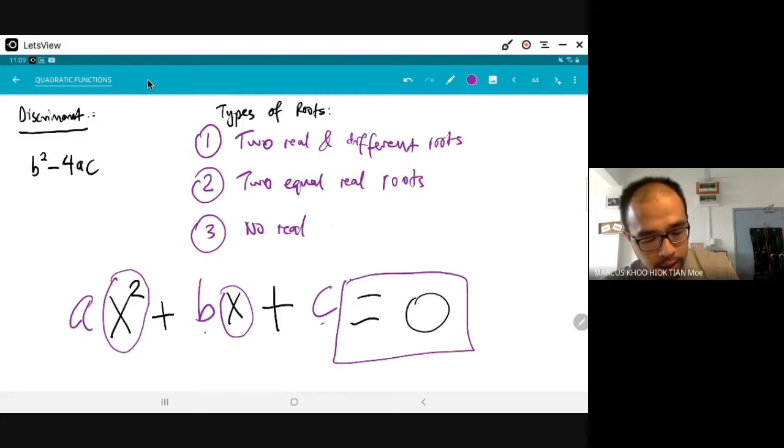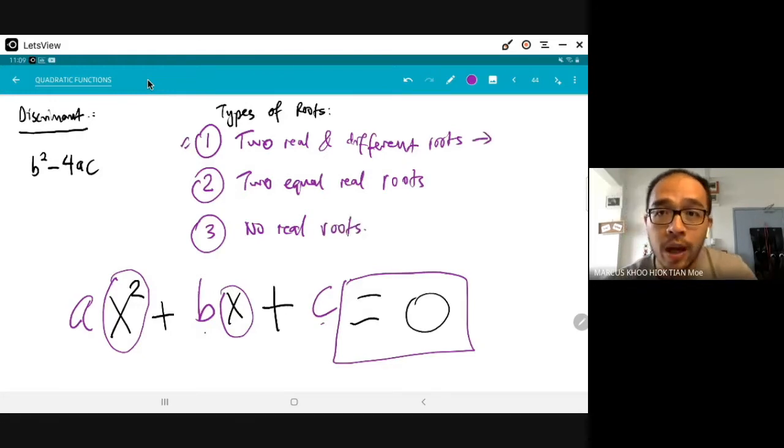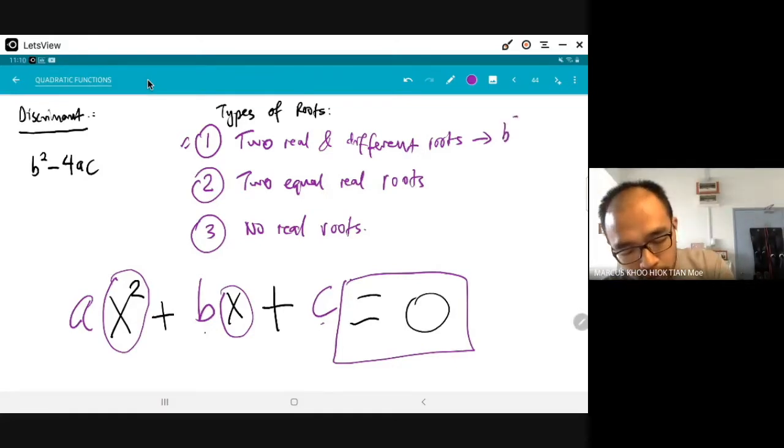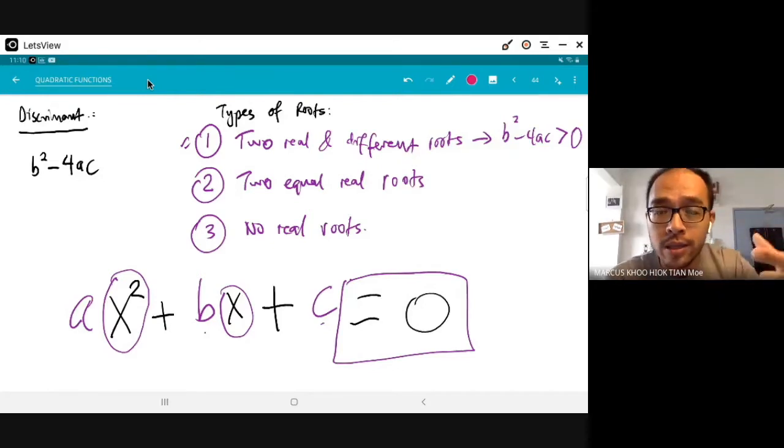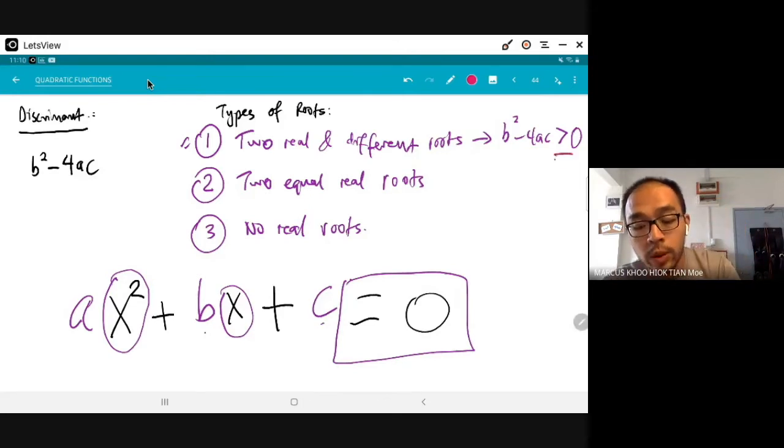Okay, Dennis, can you please tell me the condition for the two real and different roots? How do you know if something has two real and different roots? b squared minus 4ac is a positive number. Okay, very good. I know I said it's a positive number, but I want you to get used to this now. When I say something is a positive number, it means the value is more than 0.